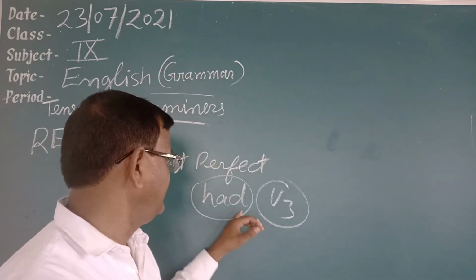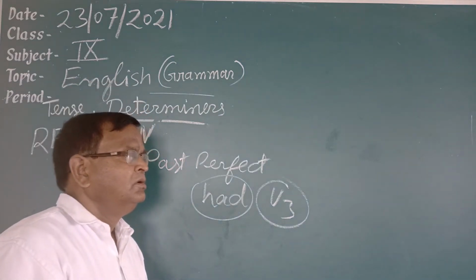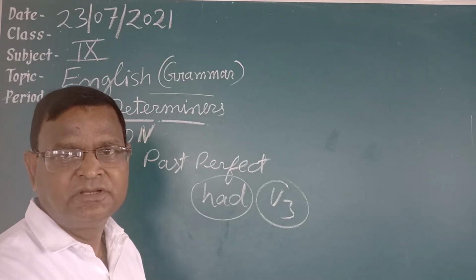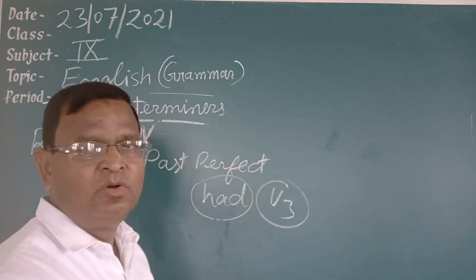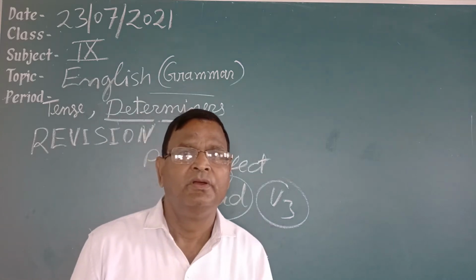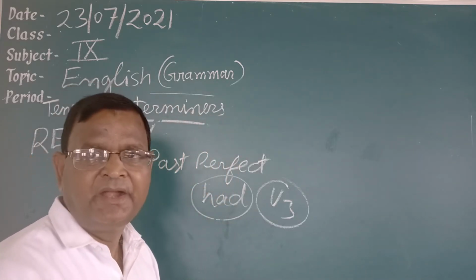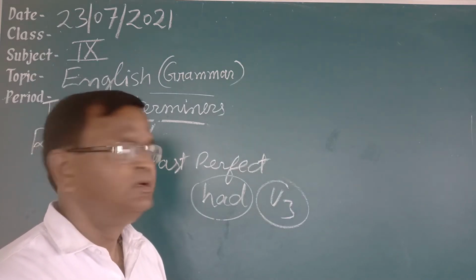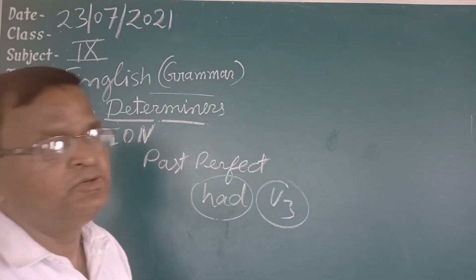If interrogative, then had comes at first. Had you submitted your homework? Had they won the match? Like that. If interrogative word comes at first, why had you scolded him? When had you purchased this book? Like that. Then in this way in past perfect tense, had is helping verb and verb third form is used.